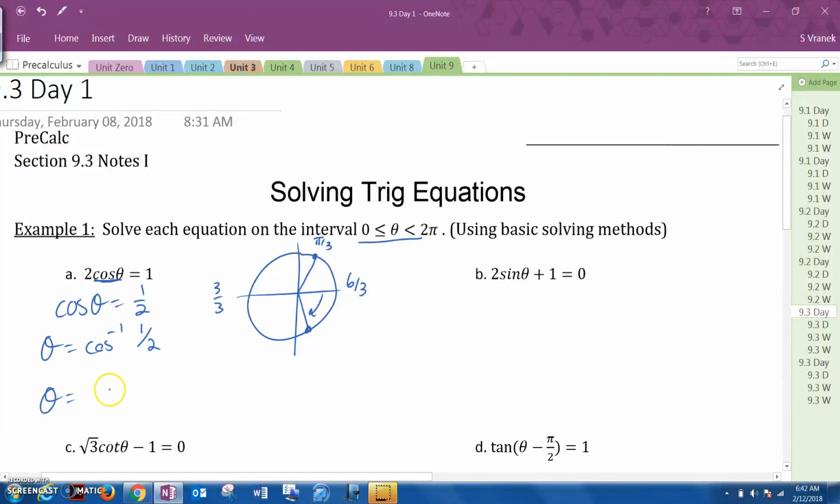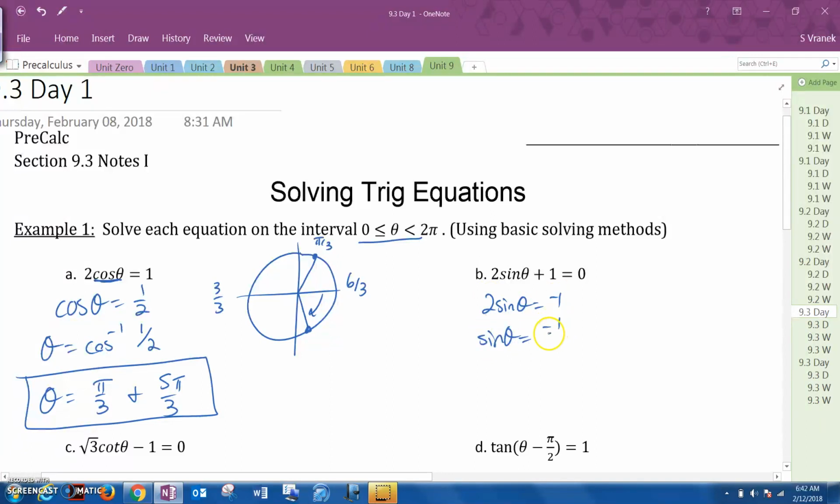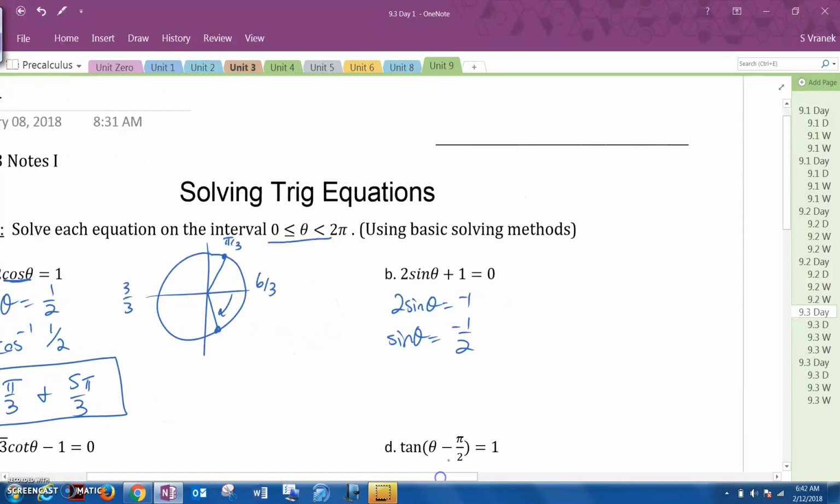So my answers to the problem are pi over 3 and 5 pi over 3, because both those angles will give you a cosine of 1/2. Okay, let's do the same thing for sine. So if I move that over, I get -1, which means that I get sine theta equals -1/2. Well, since pi over 3 was the reference for cosine being 1/2, pi over 6 is a reference for sine.